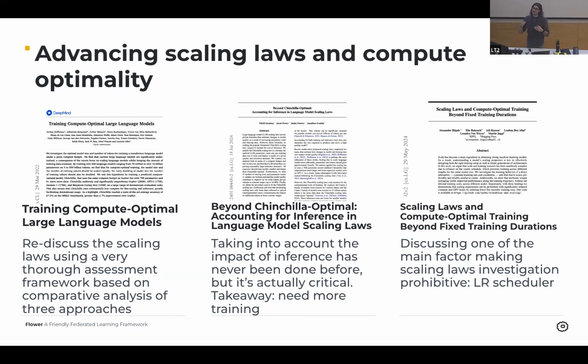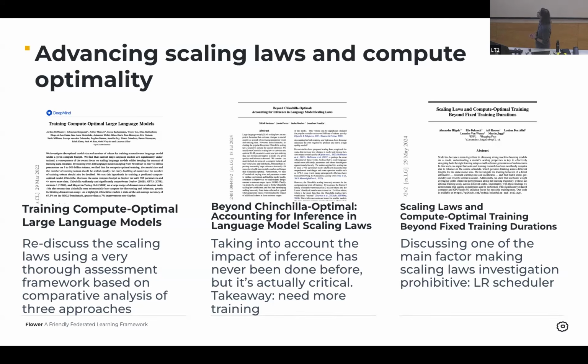The main outcome is that when you have more compute, you shouldn't skew too much towards the number of model parameters compared to the amount of data you're training on, but you should scale them equally. So if you double the number of parameters, you should double the amount of training data as well.